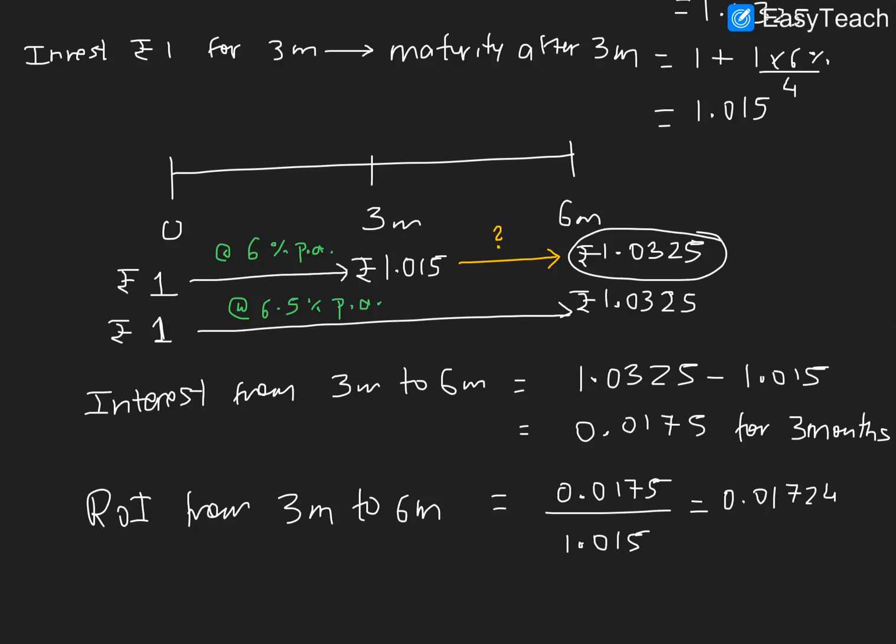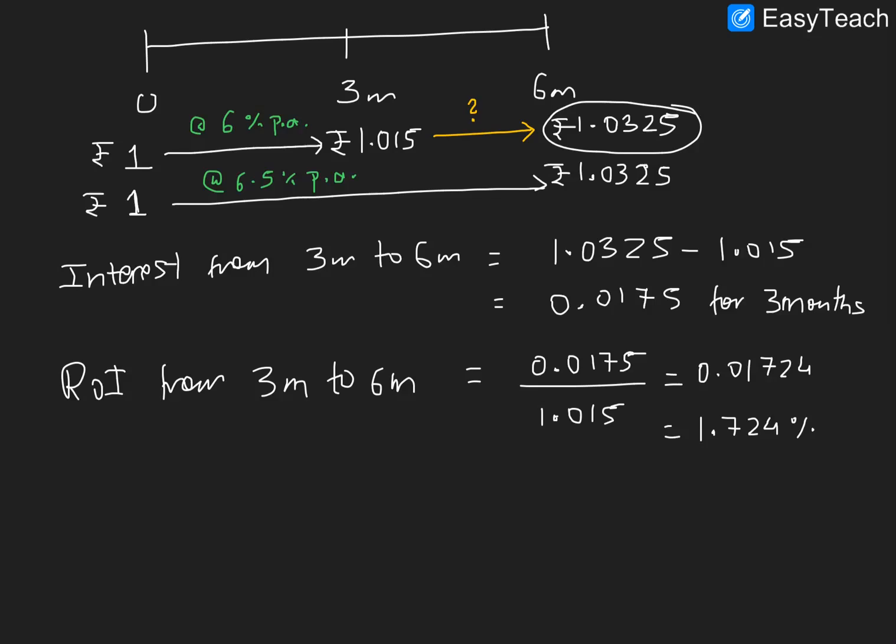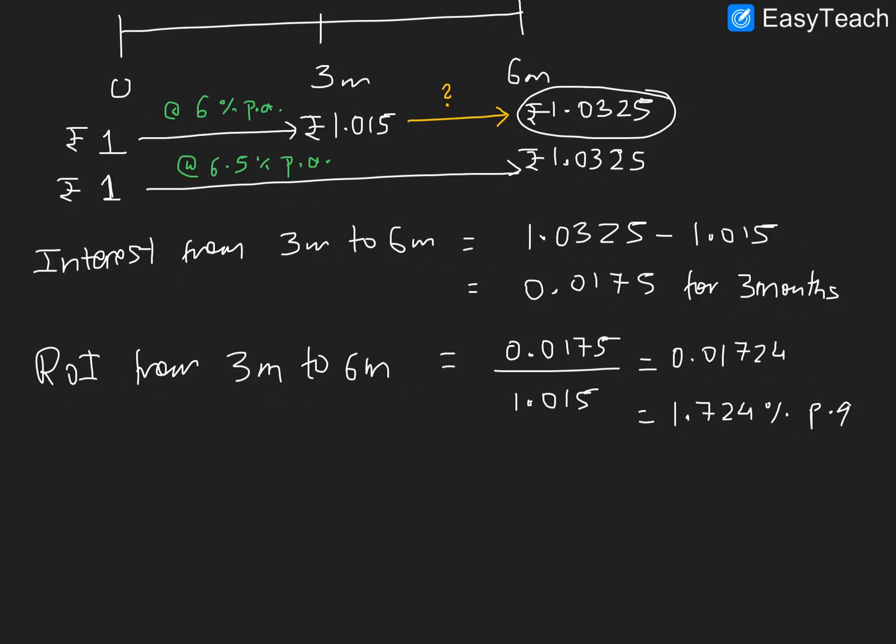Now this translates to basically 1.724%, but I cannot call this a percentage per annum. This is percent per quarter. So if I want an annualized rate, that should be simply 1.724 into 4 per annum. To make it a per annum figure, I make this 1.724 into 4. That's basically 6.896%.